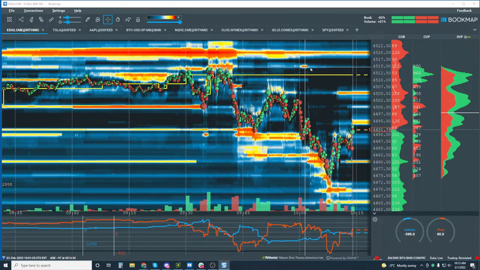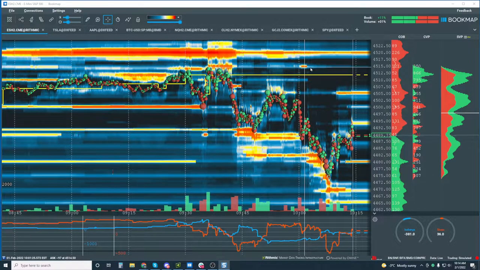There are scheduled events like non-farm coming up this Friday. Those events, we know exactly when they're going to take place, and we want to look at the order flow around those events. So these are some of the timings in the market. And let's take a look at the open here.